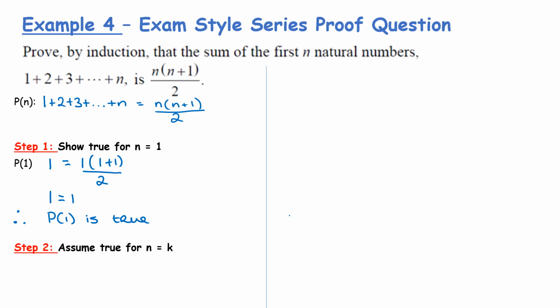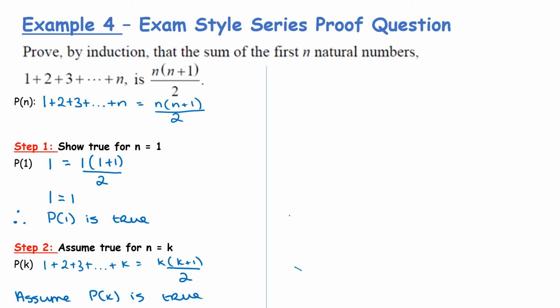We then have step 2, assume true for n equals k. So that is 1 plus 2 plus 3 plus all the way up to k. And that's k bracket k plus 1 over 2. And we're assuming that to be true. So we assume P(k) is true.